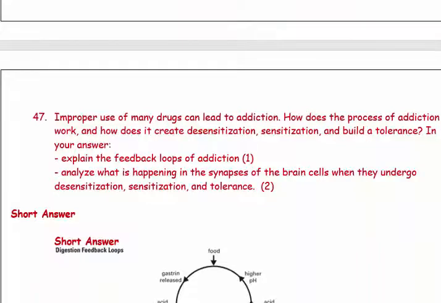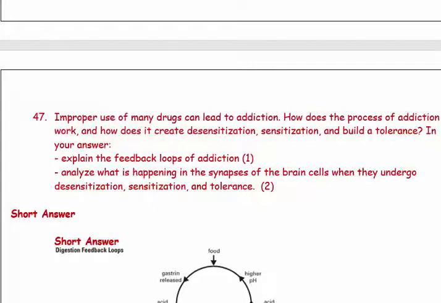Number 47. We're going to talk here about the drugs. Improper use of many drugs can lead to addiction. How does the process of addiction work, and how does it create desensitization, sensitization, and build tolerance? Okay, so first of all, desensitization means that the body is adapting to the drug. It's adapting to the drug exposure.